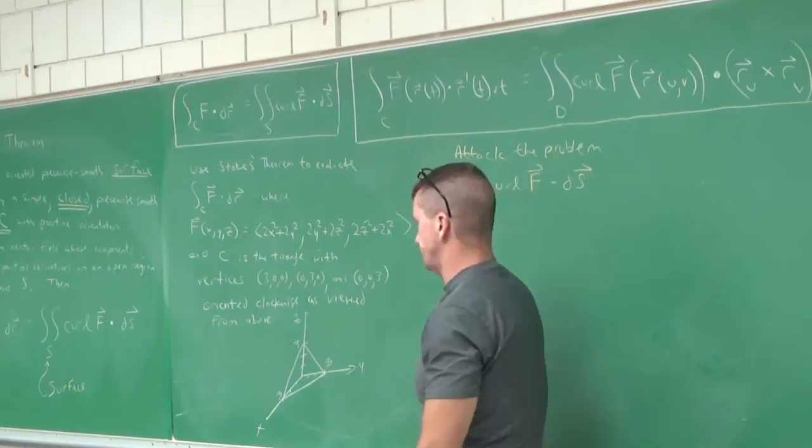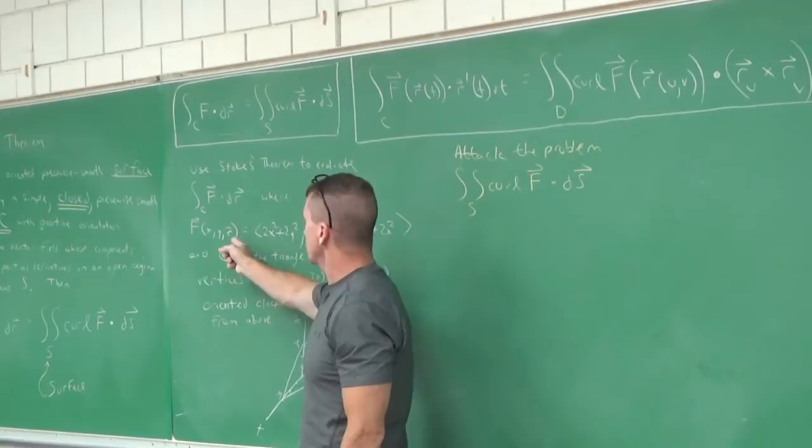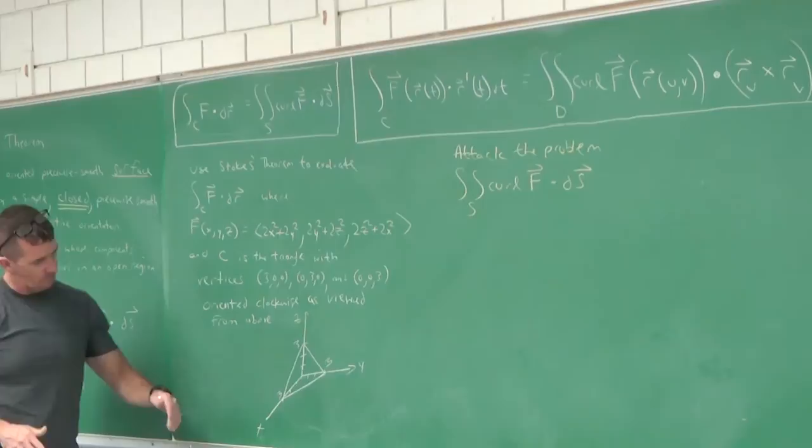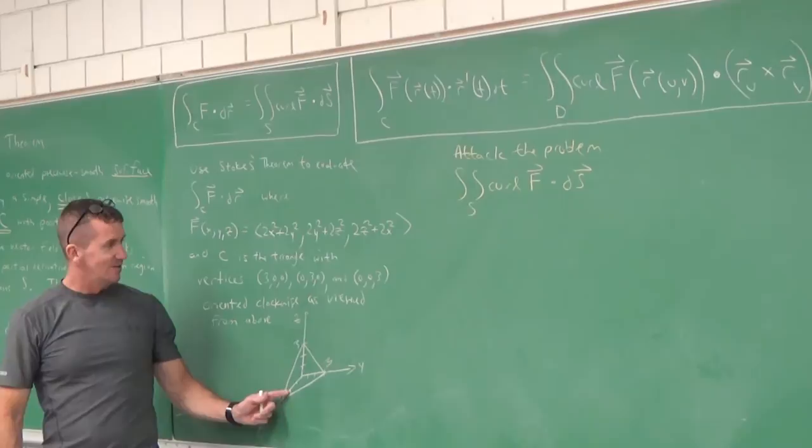Use Stokes' theorem to evaluate the line integral, where there's the vector field. C is the triangle with these vertices oriented clockwise as viewed from above. So in which way would the path be if we're doing a line integral? If we look at this from above, downward, move counterclockwise, wouldn't that be, because that means that the oriented clockwise as viewed, is it clockwise or counterclockwise?